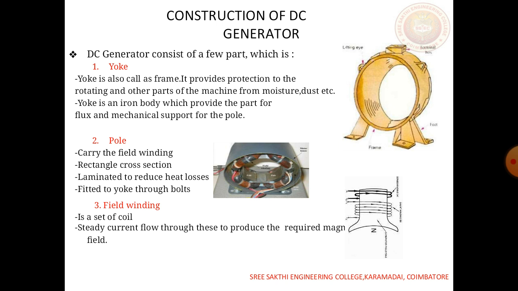It is going to give protection to the generator. It is going to take care of all the moving parts inside the generator. So, the yoke is formed of an iron body, so it can provide utmost strength to the generator.